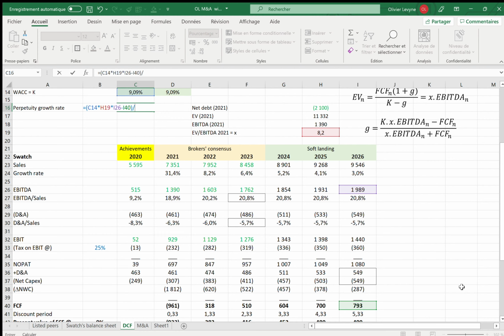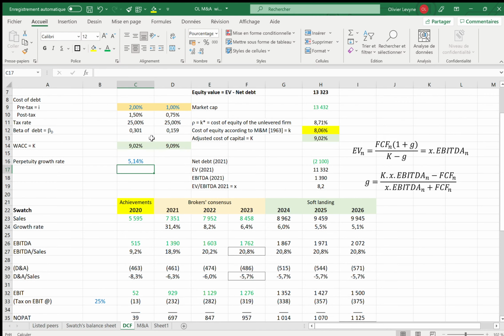X times EBITDA, so 8.2 times EBITDA, which is again 1,989, plus this time, plus on the denominator, the last free cash flow, namely 793. I close the bracket, and I can see that the perpetuity growth rate, which is expected by the market, is 5.14%.